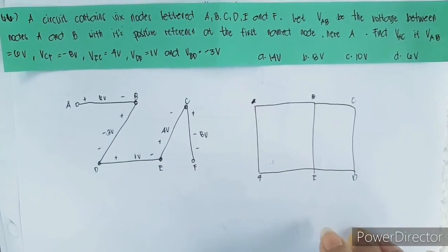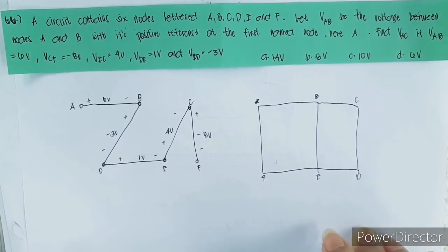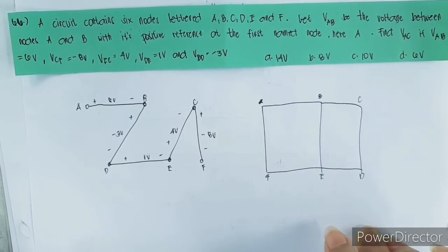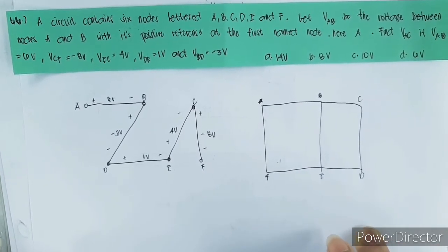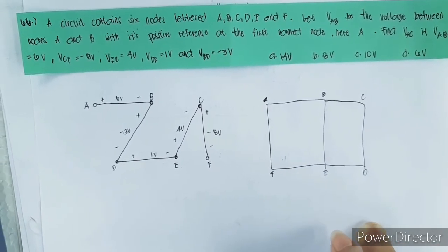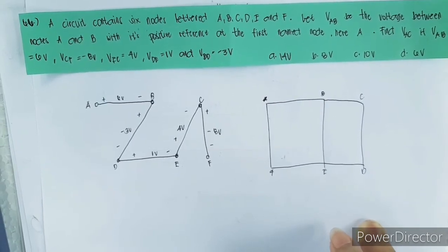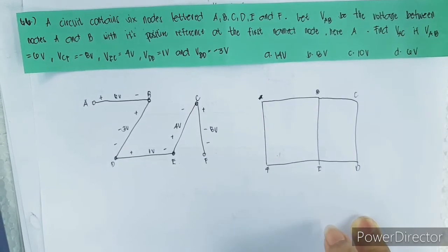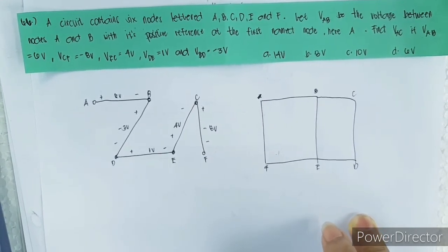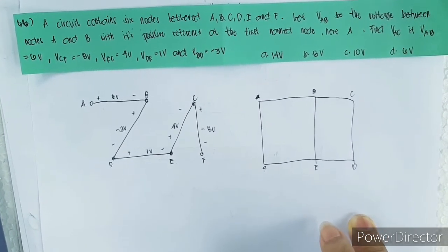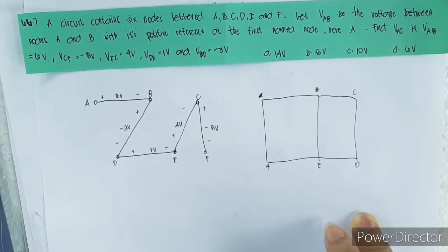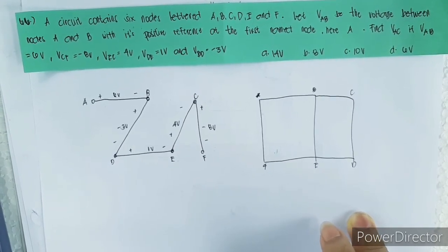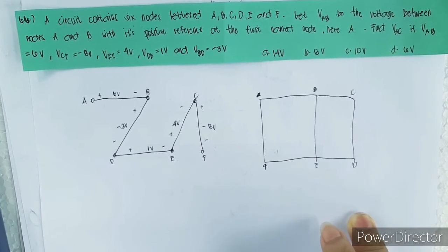Okay, number 66. A circuit contains 6 nodes lettered A, B, C, D, E, and F. Let VAB be the voltage between nodes A and B with its positive reference at the first named node, here A. Find VAC if VAB is equal to 6 volts, VCF is equal to negative 8 volts, VEC is equal to 4 volts, VDE is equal to 1 volt, and VBD is equal to negative 3 volts.